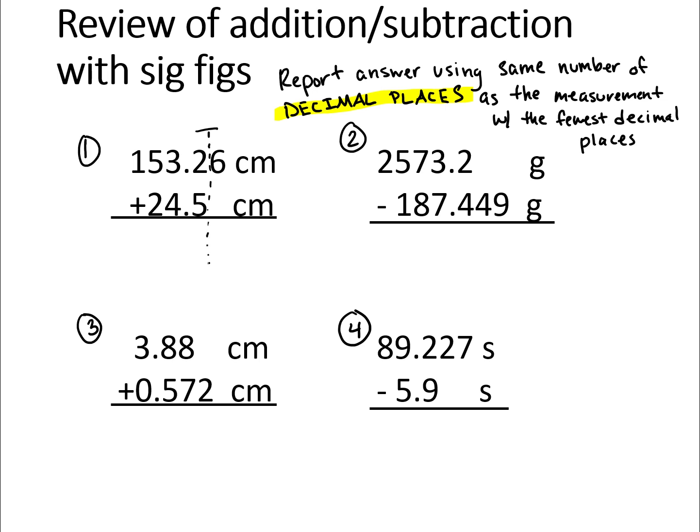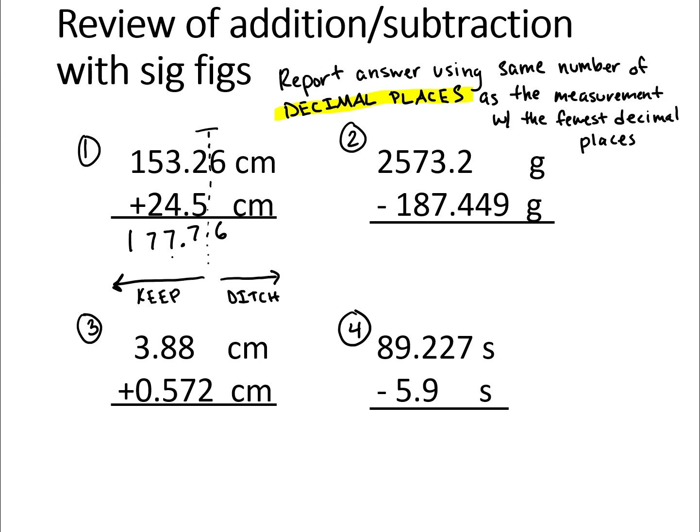I like to draw a dotted line that shows me which places I'm keeping and which places I'm ditching. So everything to the left of the line, I'm going to keep. Everything to the right of the line, I'm going to ditch it. You can still use your calculator here. I'm just going to do it by hand. So you add everything as normal.